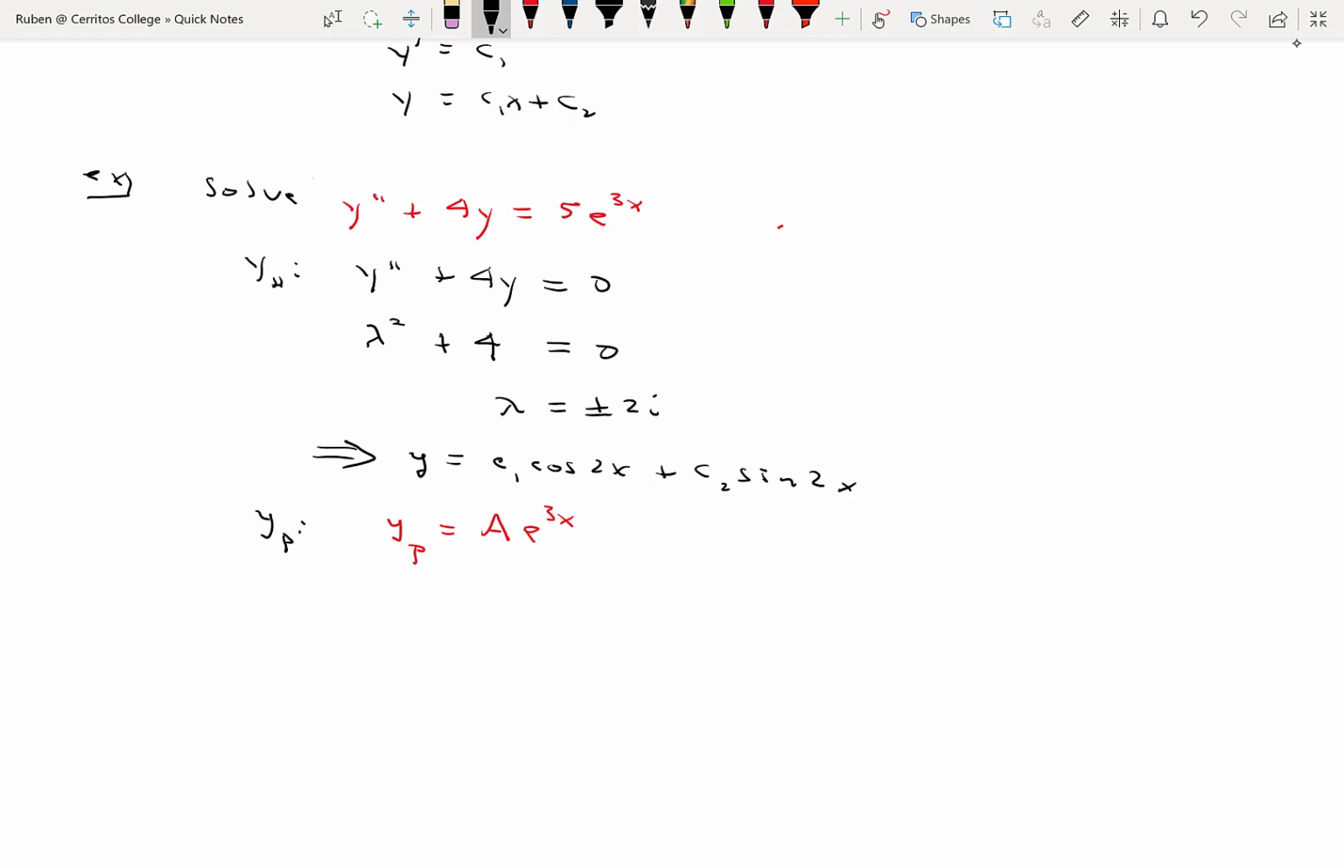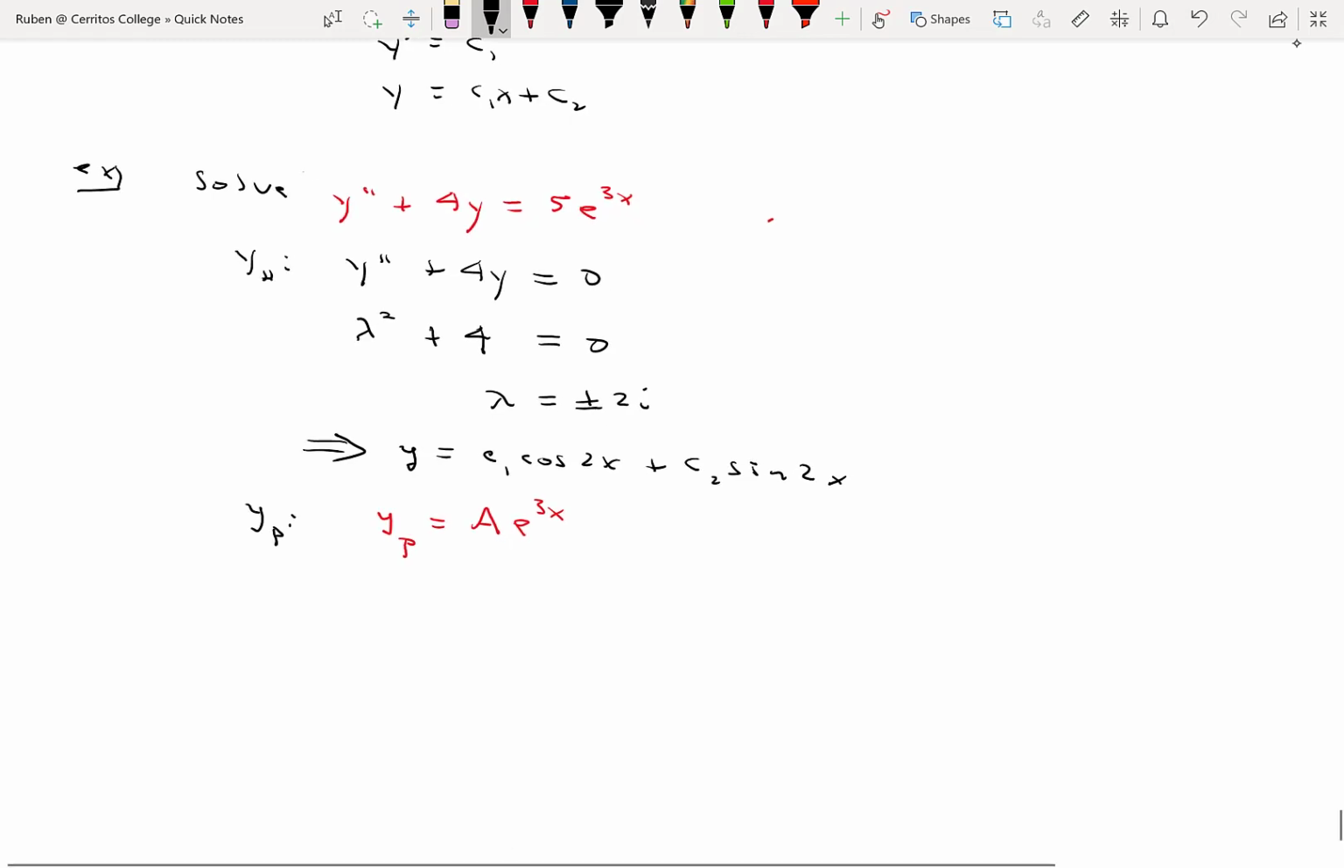And our task, and this is basically for the whole section, is to do two things. One, set up the form that I just set up for you for y sub p in red, and then find the constant a, or constants that will be involved. It's not just one constant in every particular solution. So let's concentrate now on finding the value of the constant a.